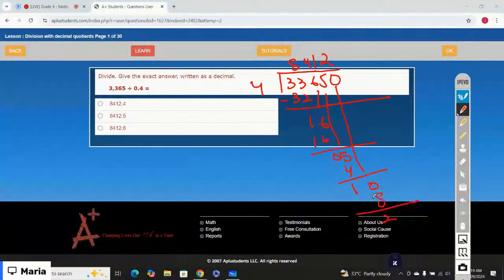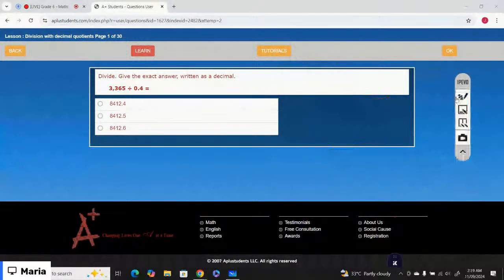You have 0. Put a decimal point over and 0 over here. So 4 times 5 is 20. So you have 20. So the correct option is 8412.5. Option number 2 is the correct option. Got it? The correct option is option number 2.